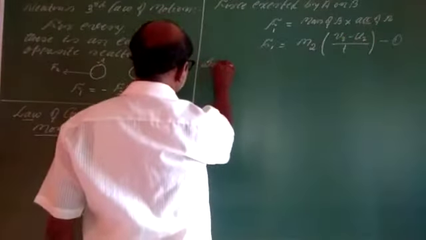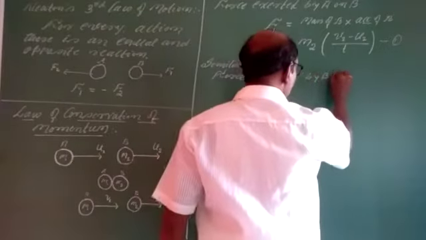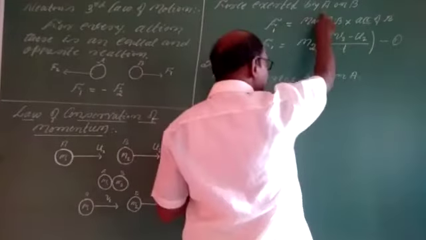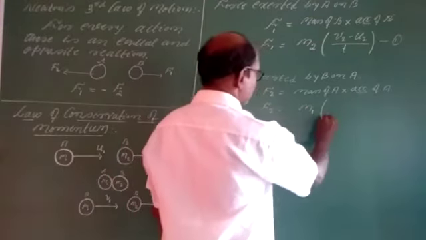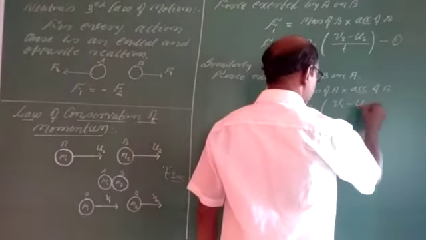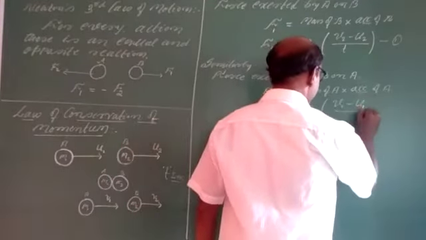Similarly, the force exerted by B on A. So therefore, F2 is equal to the mass of A into the acceleration of A. Therefore, F2 is equal to M1 into V1 minus U1 divided by t. This is considered as the second equation. It's the same thing. Okay, there's no doubt about it.